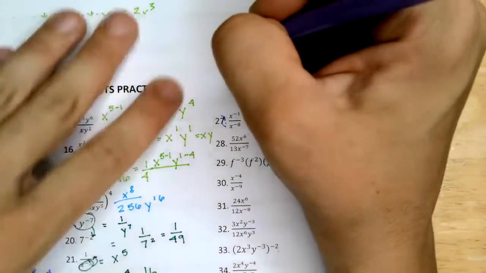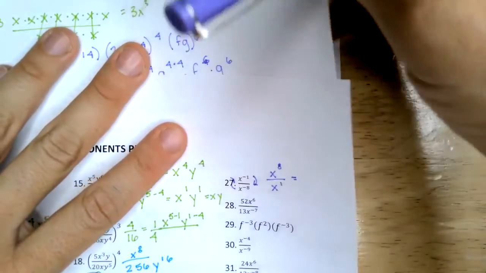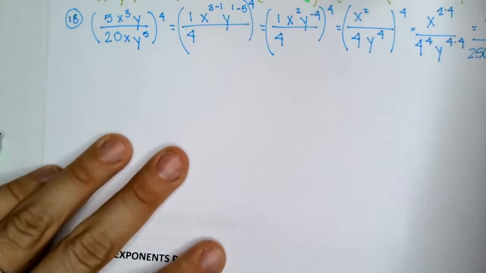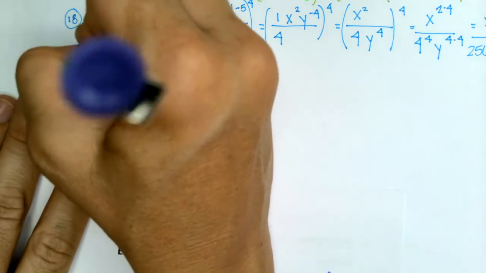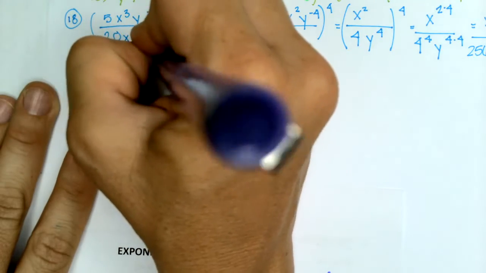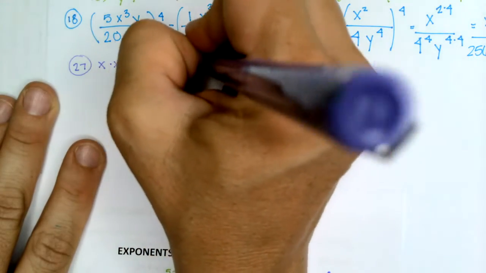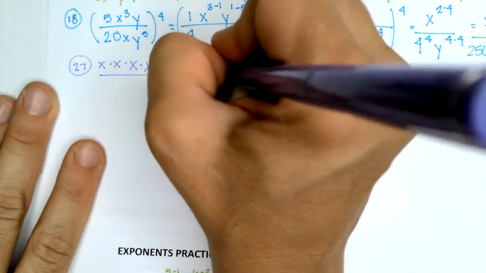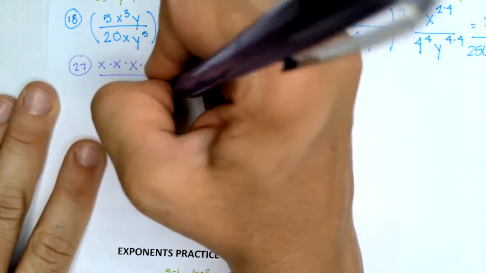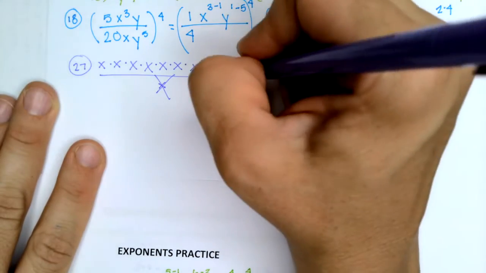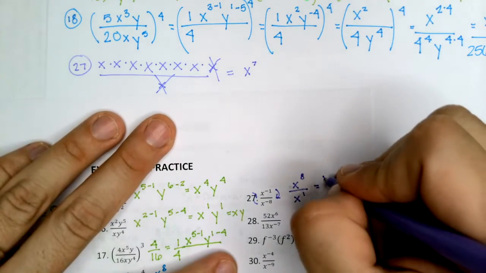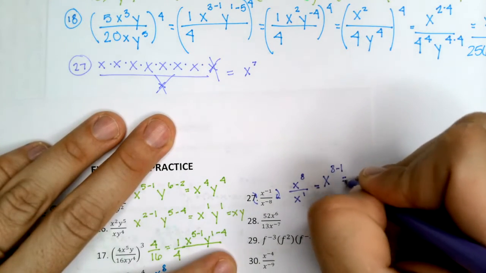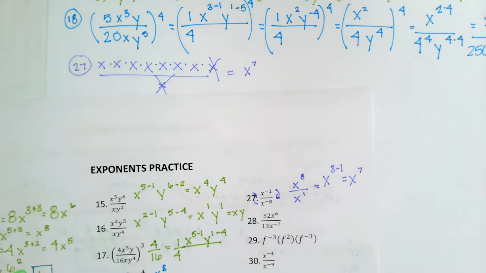That, I can either think of it as 8 x's up here and 1 down here, and it becomes x to the 7th. Or I can say it's x to the 8 minus 1, which is x to the 7th. Good.